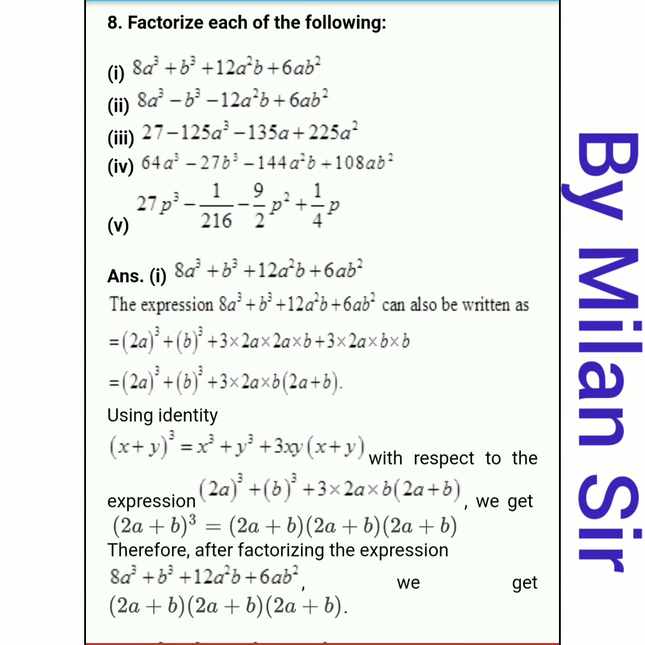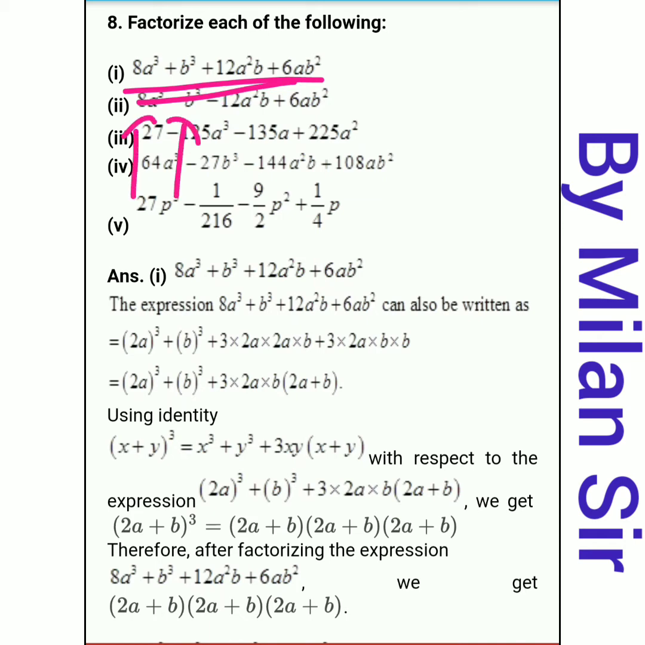Then question number 8. Factorize each of the following. Okay, we need to find the factors. Here total 5 internal questions are there. So let's start with question number 1: 8a cube plus b cube plus 12a square b plus 6ab square. Here total 4 terms we have.